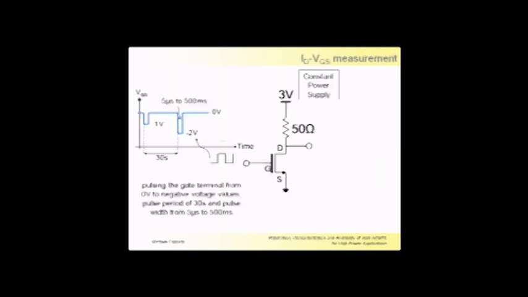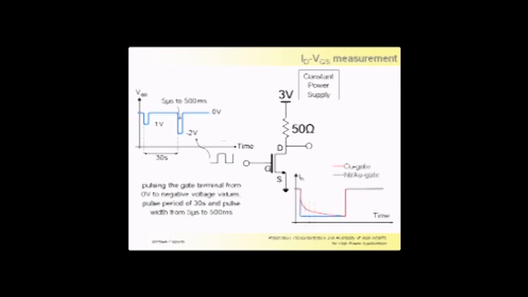This is the setup we used. The drain contact is connected to a constant power supply at 3 volt through a 50 ohm resistor, applying this VGS waveform from 0 volt to negative voltage values. 0 volt in this kind of device means open channel condition. This is a depletion mode device.